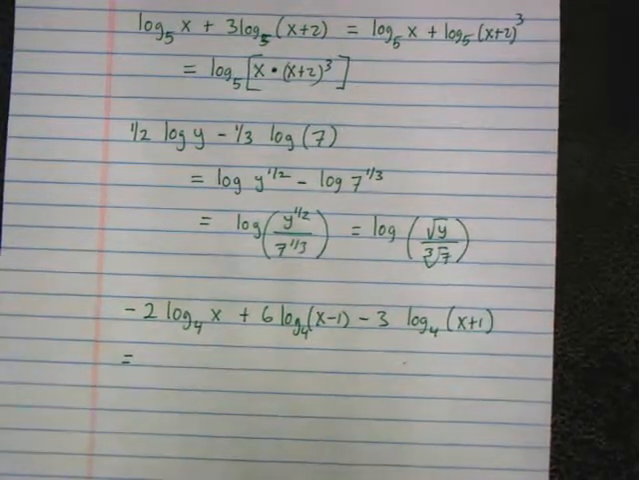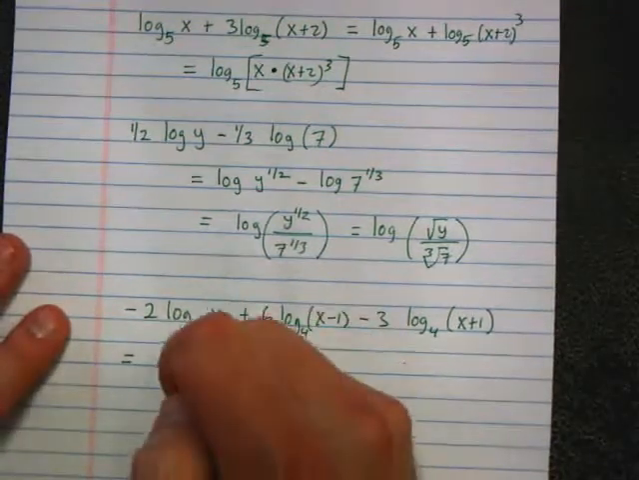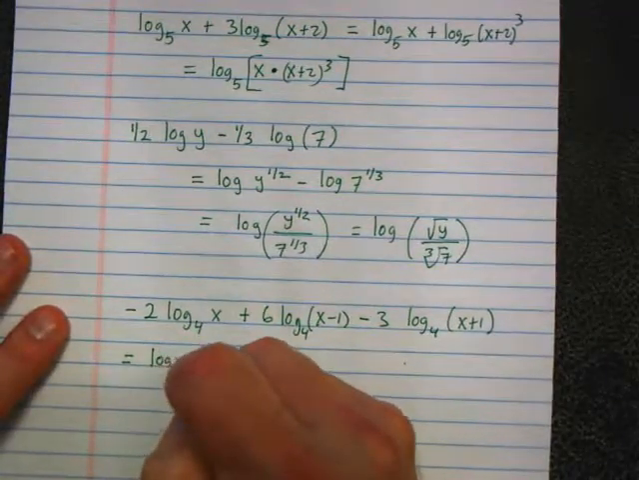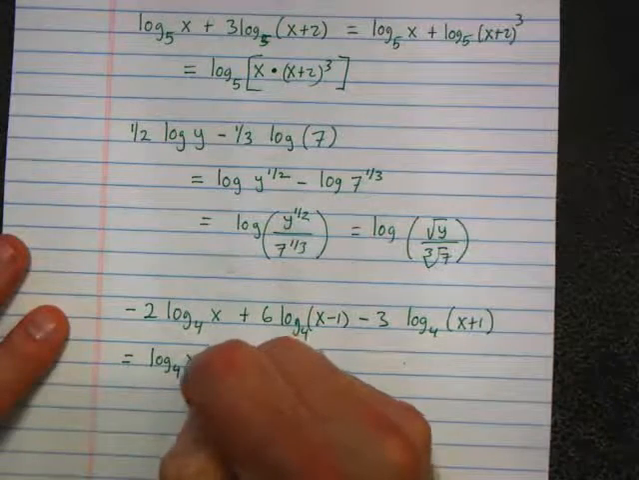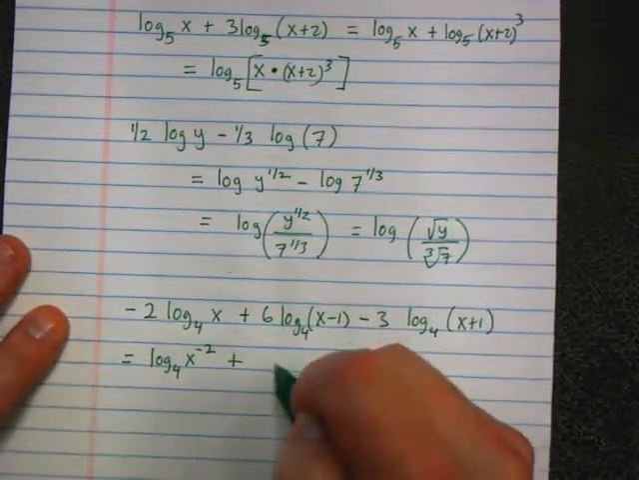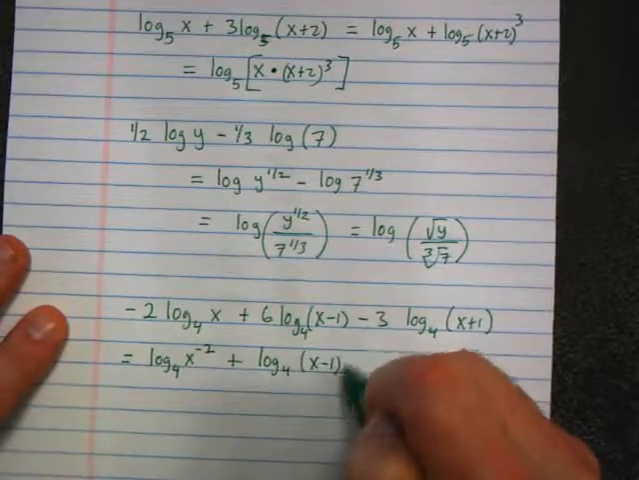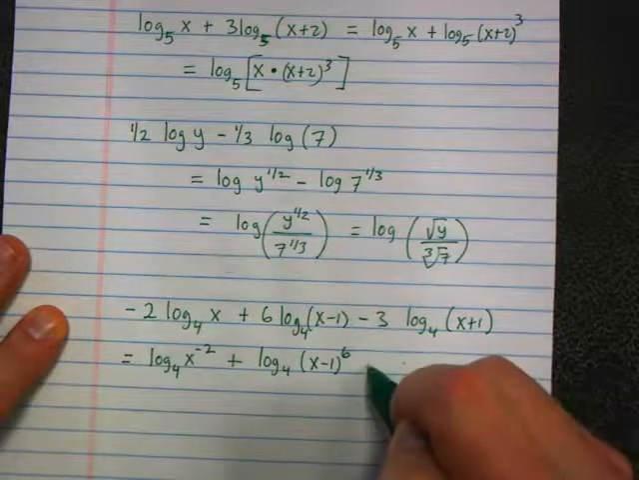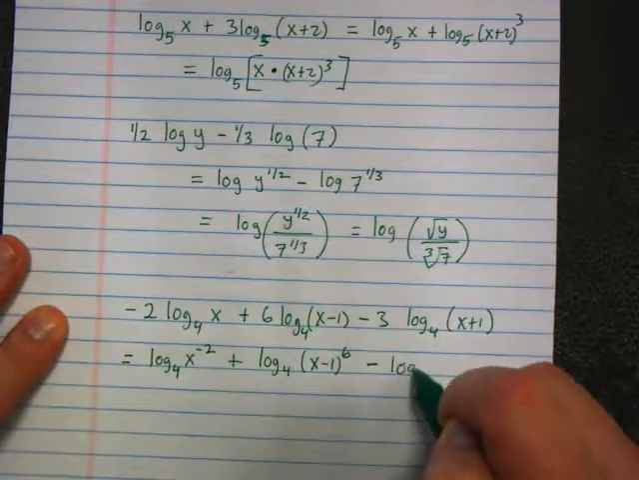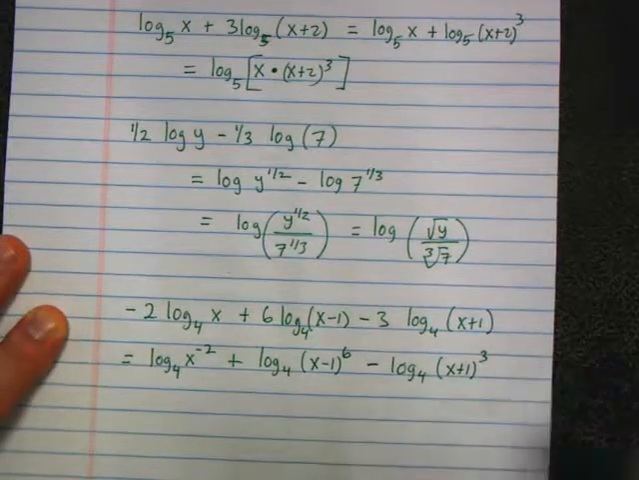Well, what are you going to do with the numbers that are out front? There are 3 numbers out front of each logarithm. What are you going to do with those? Bring them in, they become exponents. So this is log base 4 of x to the negative 2 plus log base 4 of x minus 1 to the 6th minus log base 4 of x plus 1 cubed.